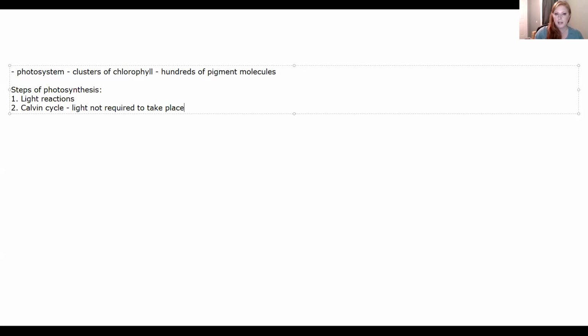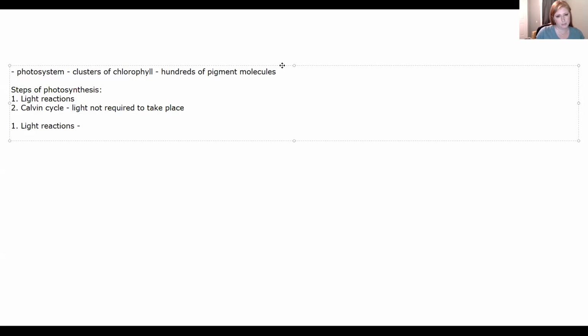That's why I said that sometimes plants do one part of photosynthesis in the day and another at night. There's types of plants that will do light reactions all day long, store up the products that they've made during the light reactions, and then at night, they'll run through the Calvin cycle and finish the process of photosynthesis because the Calvin cycle doesn't need light. So let's go ahead and start with the light reactions.